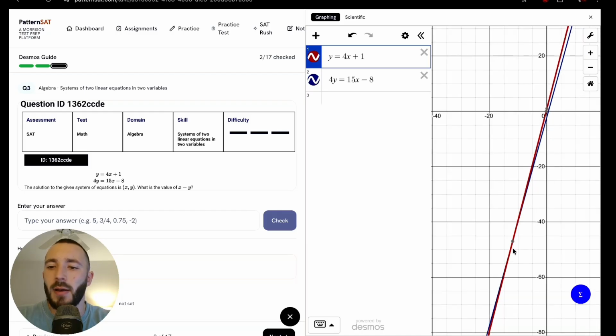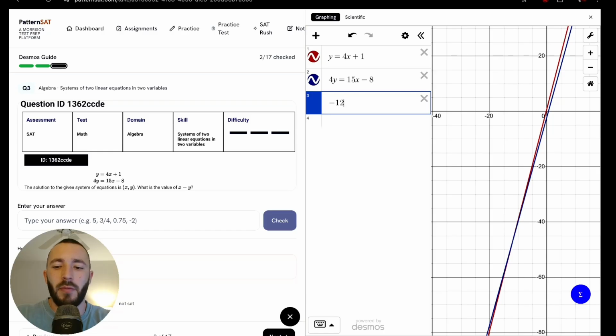And if I zoom out enough, I could see the solution here at negative 12, negative 47. The question is x minus y. That's going to be negative 12 minus negative 47, and that's 35.